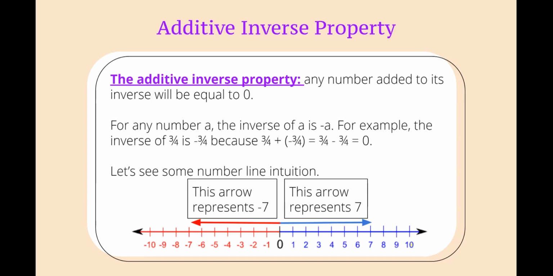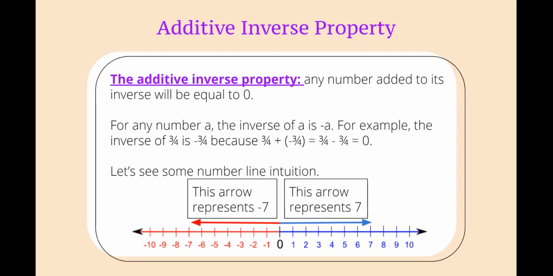Inverses are our last property. Inverse properties are helpful in that they can help simplify expressions. The additive inverse property states that any number added to its inverse will be equal to 0. For any number a, the additive inverse of a is -a. We change the number sign from positive to negative or negative to positive. That way, a plus its inverse is like a minus a, which is equal to 0.